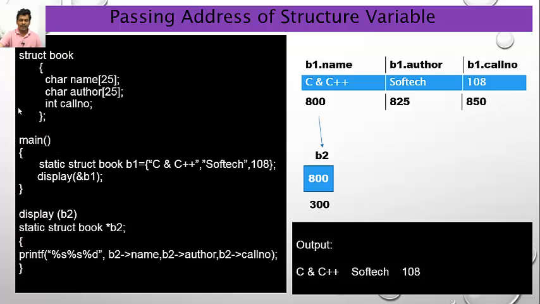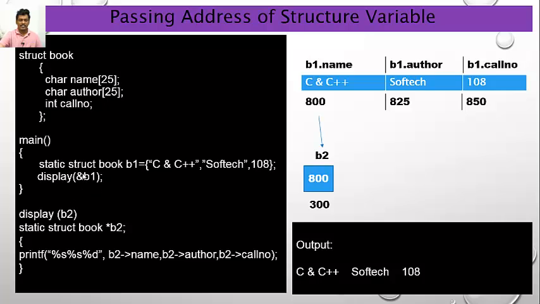We define the structure before the main function. If we want to pass the entire structure or the address of a structure, we define it as a global definition. So struct book with name, author, call number, this is the definition. In main, static struct book b1 equal, that is initialization and declaration. b1 is a structure variable, so it has 3 locations. The first location holds C and C++ stored in b1.name, then Softtext and 108. Then display the address of b1, &b1. The actual argument is an address. Here we pass the address of the structure variable.